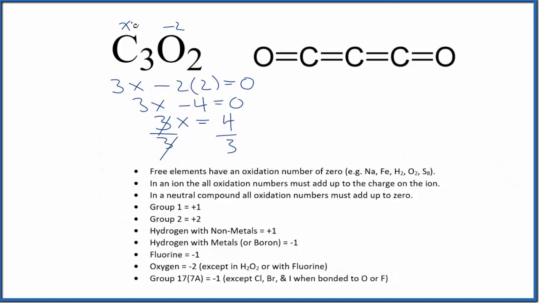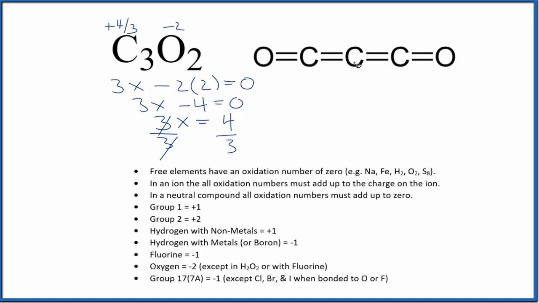And that's the average oxidation number for each carbon here in C3O2. But that's kind of strange. How do you have a fractional oxidation number? Here's why. We just calculated the average. But these carbons here, the one in the center, is different from the ones on the end.